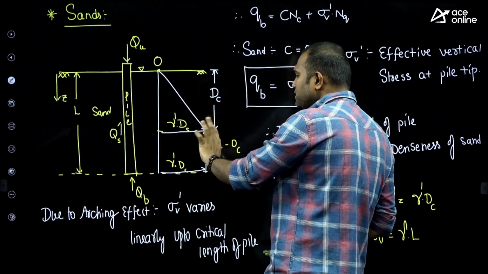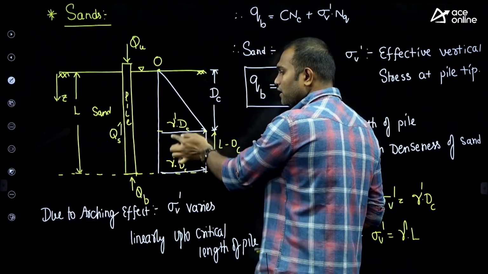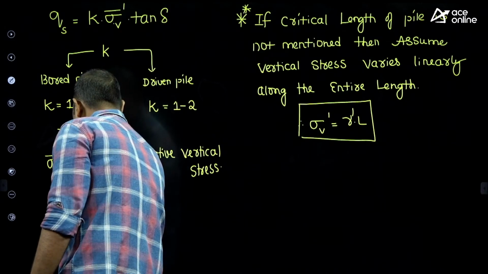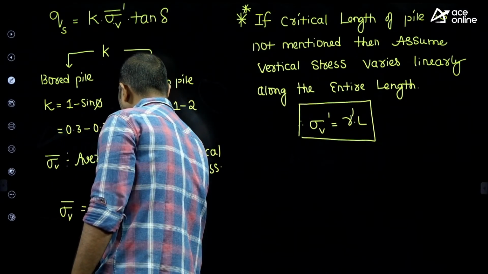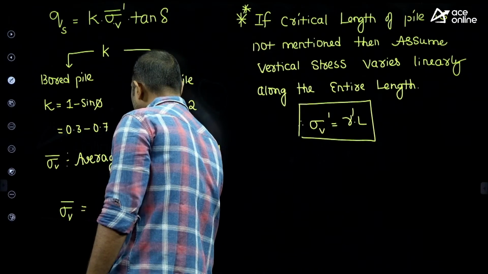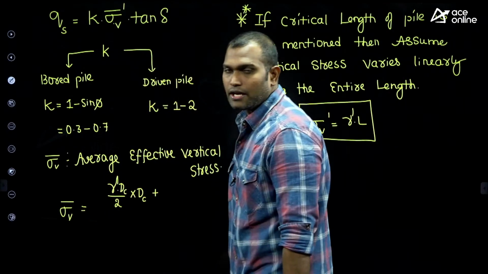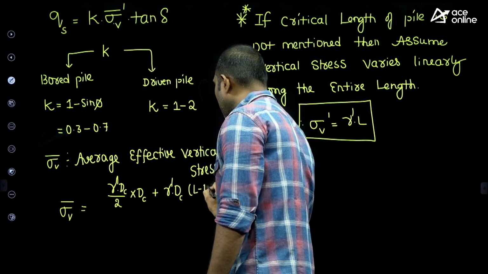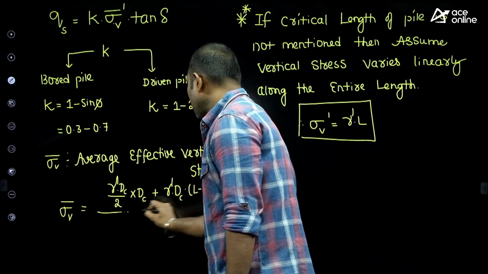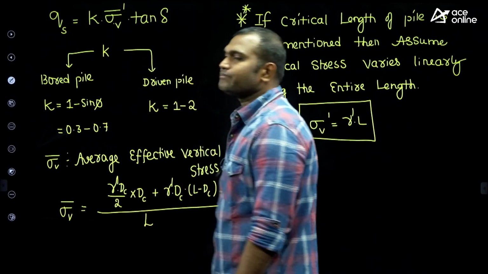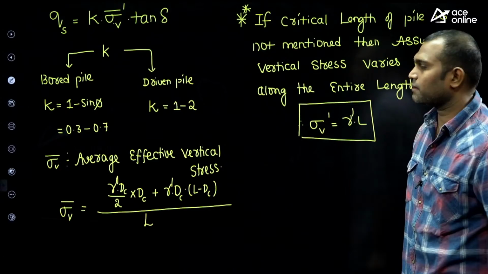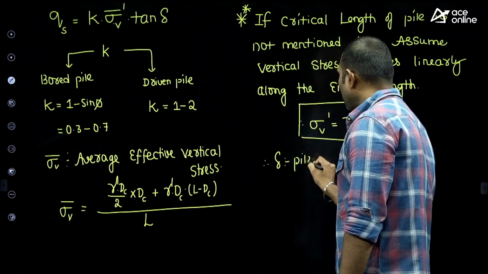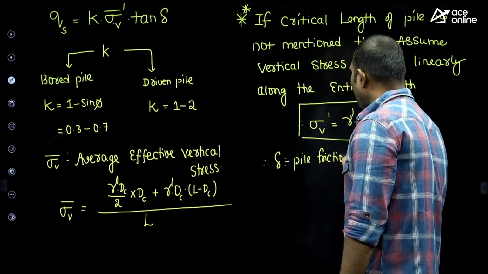And in L minus DC, what is the average? Everywhere it's the same. So now sigma V bar is equal to gamma dash into DC by 2 into DC. Up to DC, the variation is linear. And in L minus DC, as the variation is uniform, the average is gamma dash into DC, divided by the total length L. That's how you need to find out the sigma V bar. And what about the delta? The delta is nothing but the pile friction angle.